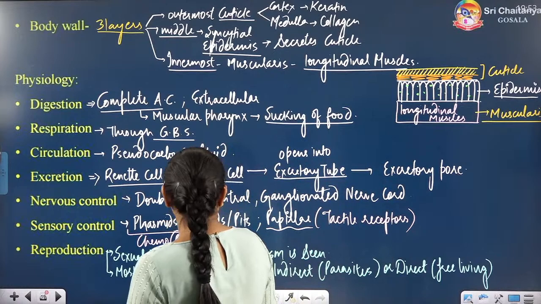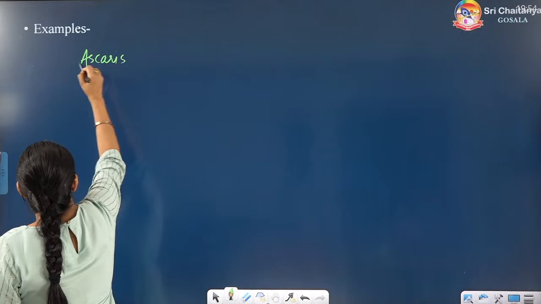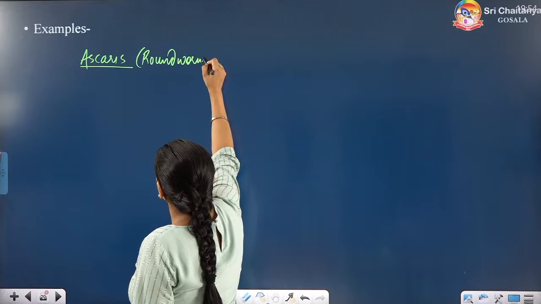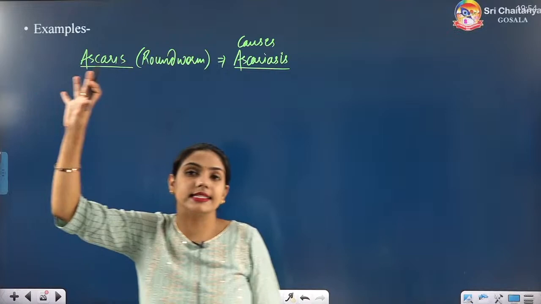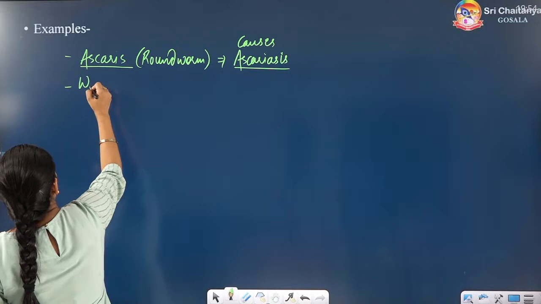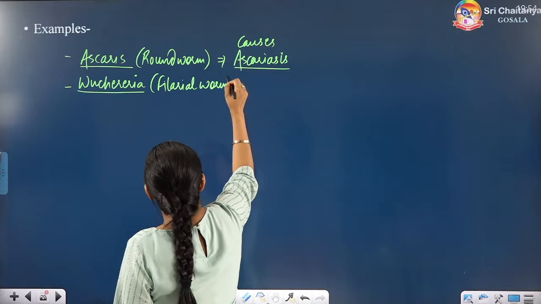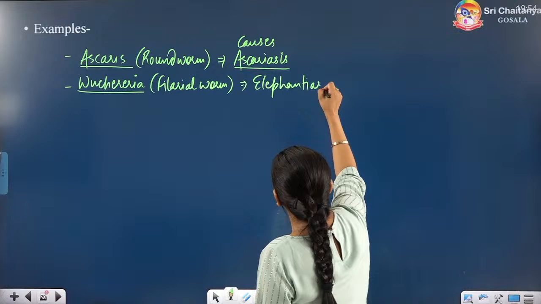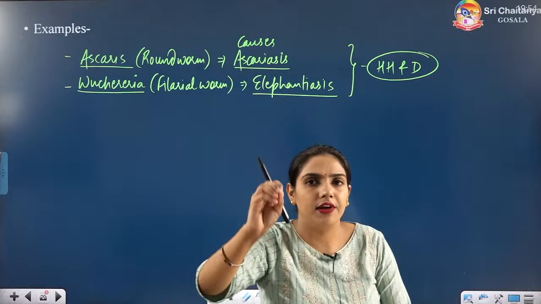Now coming to the examples. Ascaris is one example, commonly known as roundworm. It causes the disease ascariasis. We will talk about all these diseases in the Human Health and Disease chapter. Then there is an example that causes elephantiasis: the filarial worm, Wuchereria. Wuchereria is a filarial worm, and it causes the disease elephantiasis. These two are helminthic diseases which we will study in detail in the Human Health and Disease chapter.